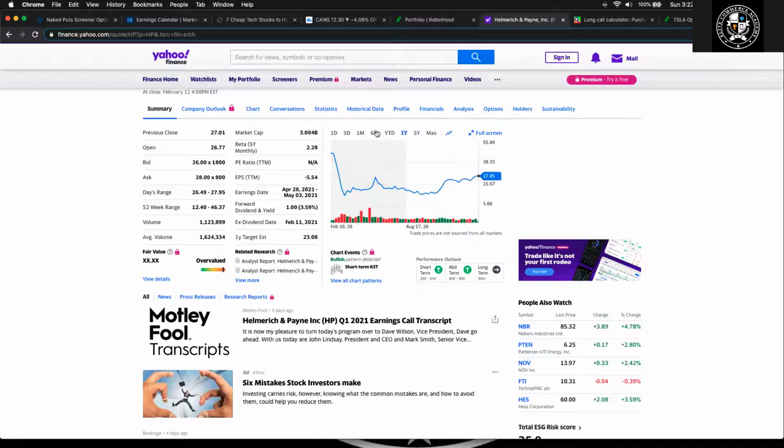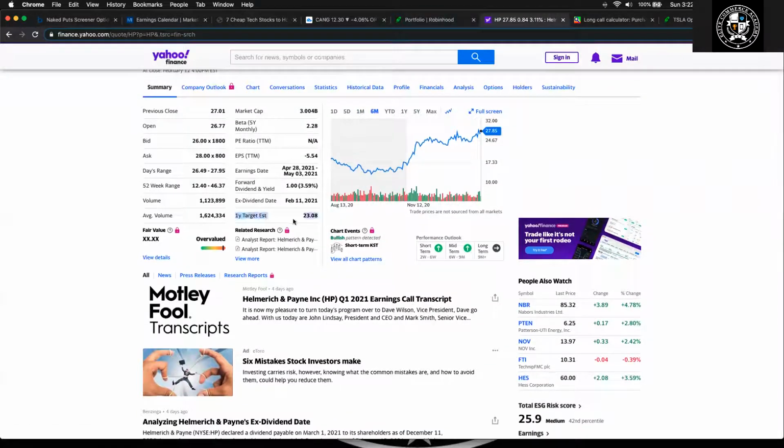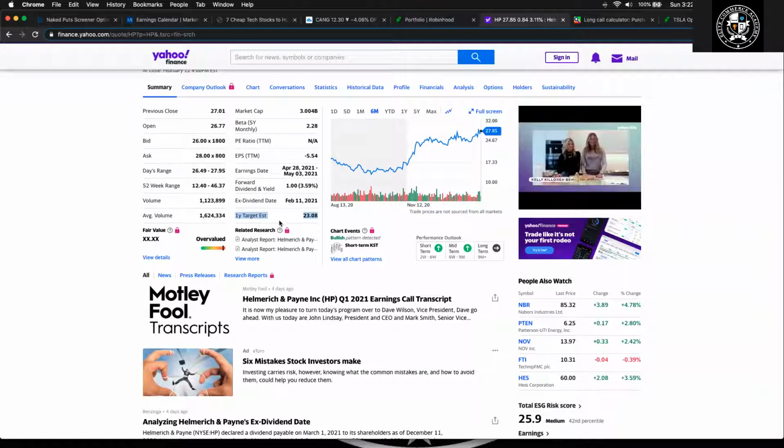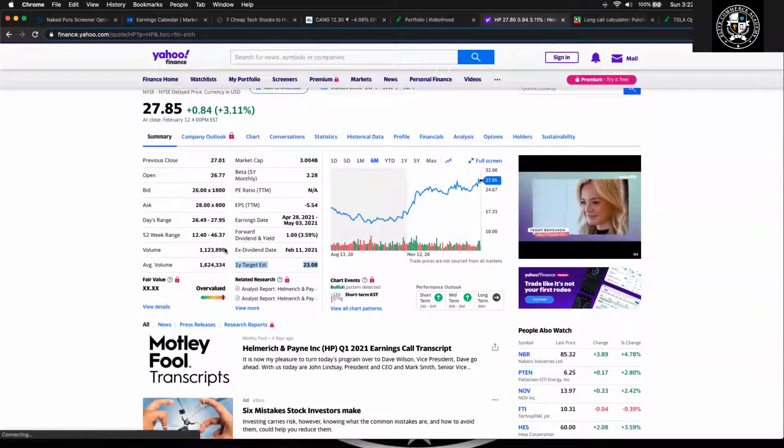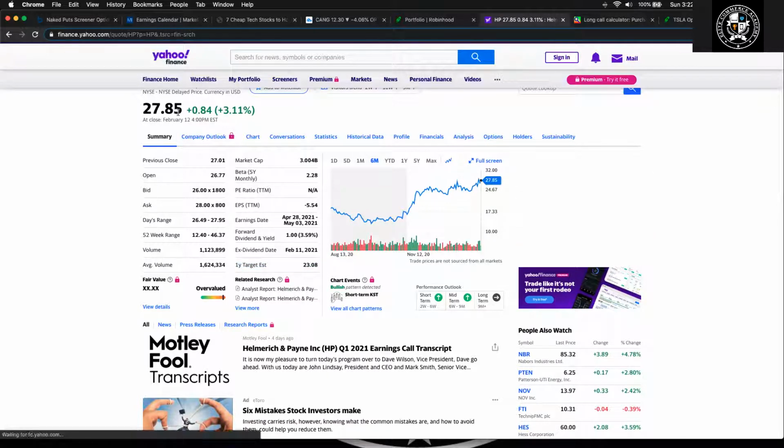Look at the trend on the 1 year, 6 months, the previous month. You can see where it's at. You can look at the 1 year target estimate, basically what they believe the target is going to be for the year. Right now it's at 27. They thought it was going to be at 23 for the year, so it's actually above. Some people might say it's overbought. Some might say, no, they're doing good, it's good business. You can take that for what it is.